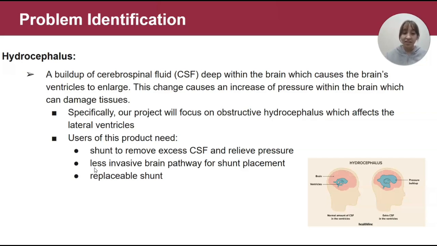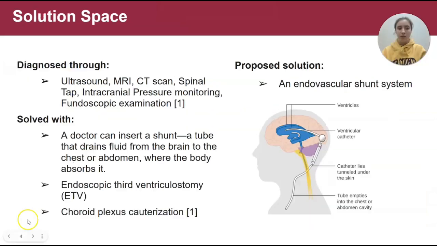It also needs a less invasive brain pathway for shunt replacement. This will eliminate excess brain damage to its tissue, and then we need a replaceable shunt.